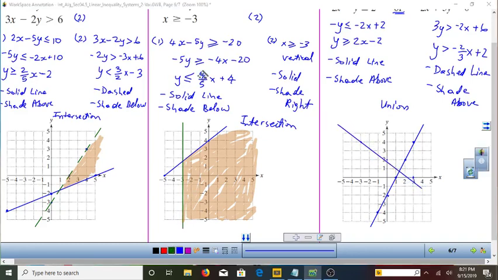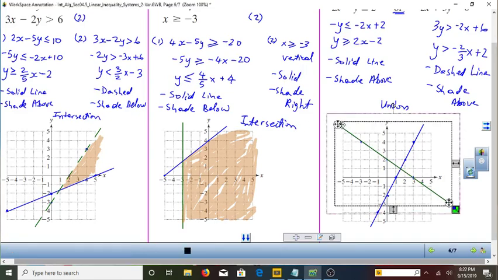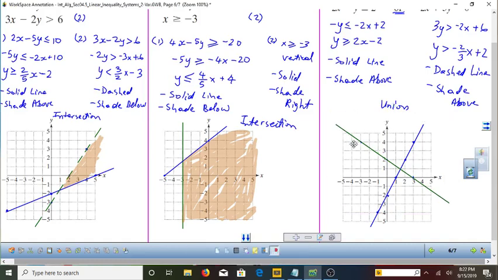Oh, I didn't select. So now I'm going to make the second line, the green line, into a dashed line because it's a strict inequality.